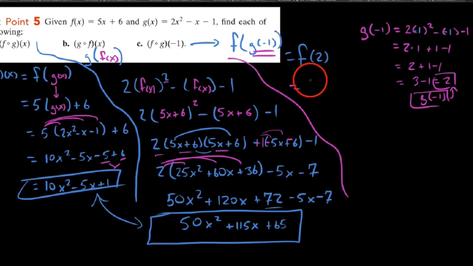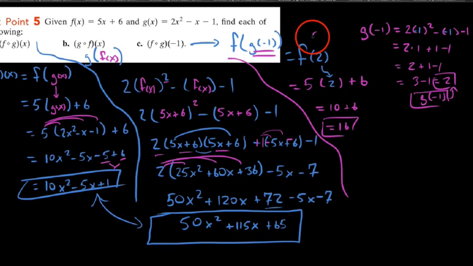So now we're going to plug this 2 into f, where our rule for f is 5 times our input plus 6, and our input this time is 2. So we end up with 10 plus 6, or 16. So in other words, we would say f of g of negative 1, which is the same as f of 2, ends up being a value of 16.